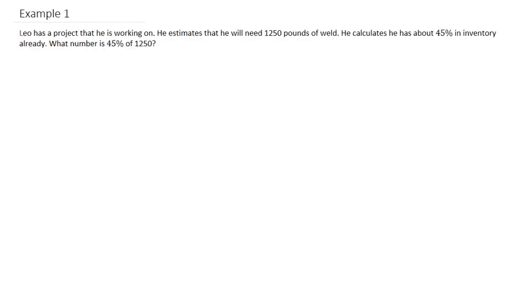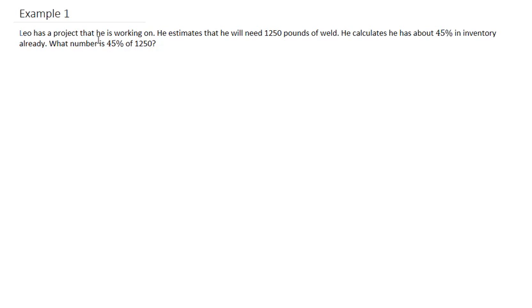Example 1. Leo has a project that he's working on. He estimates that he will need 1,250 pounds of weld. He calculates he has about 45% of inventory already. What number is 45% of 1,250?